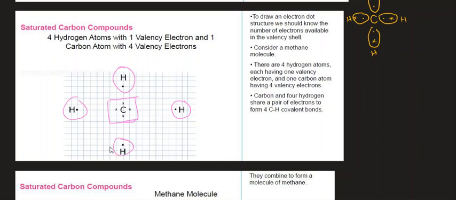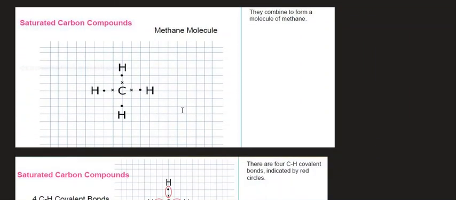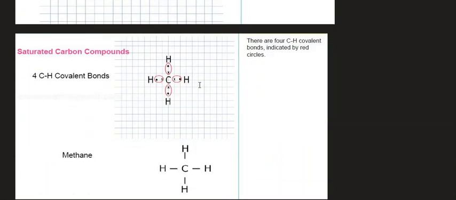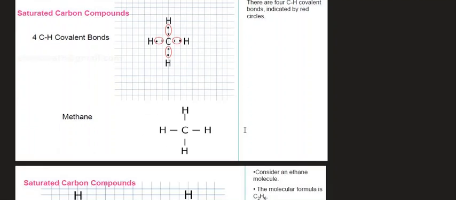But by the approach of these four hydrogen, the carbon gets excited and the electrons get shared with the hydrogen as a bond. So the CH4 bonds, C-H and here C-H. Likewise they form a molecule. So there are four C-H covalent bonds as I already mentioned.